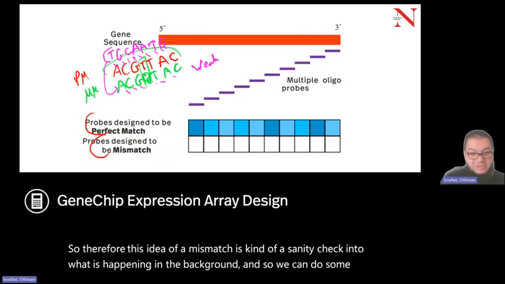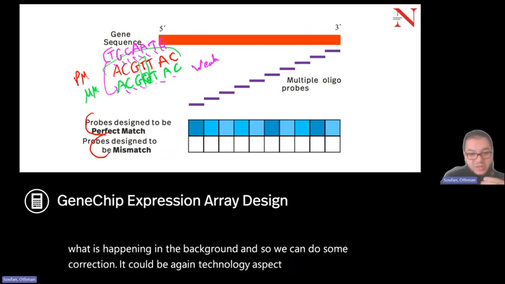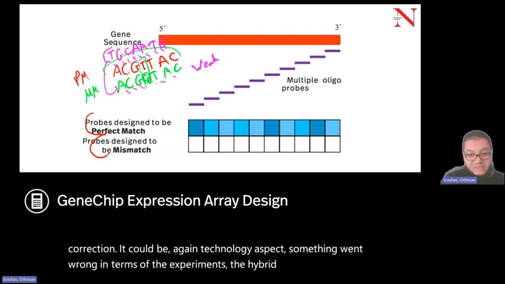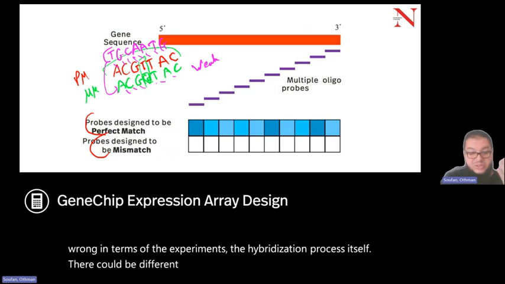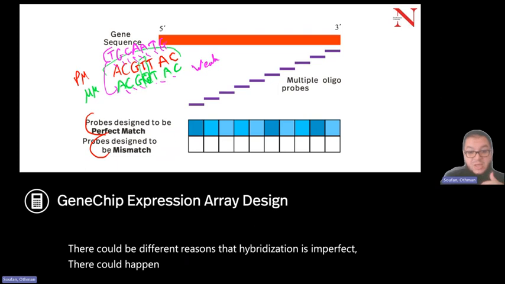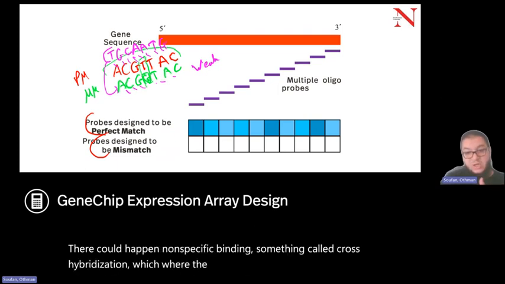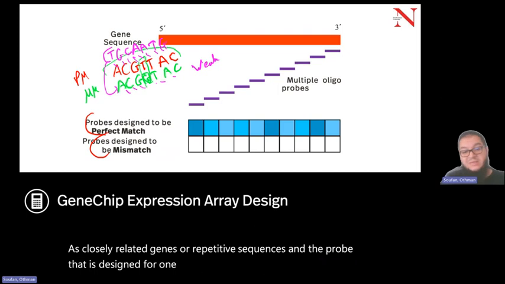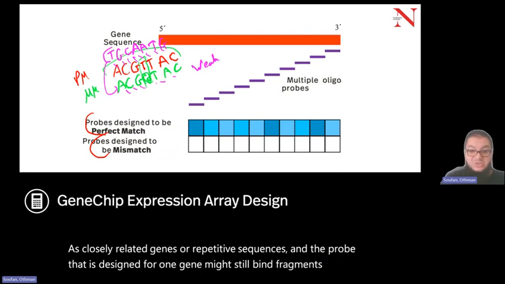It could be, again, a technology aspect. Something went wrong in terms of the experiments, the hybridization process itself. There could be different reasons that hybridization is imperfect. Non-specific binding can happen, something called cross-hybridization, where the genome has closely related genes or repetitive sequences, and the probe that is designed for one gene might still bind fragments from another gene. So this could happen.